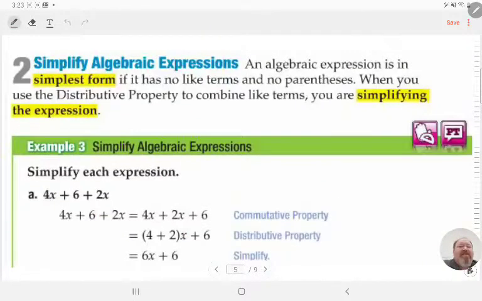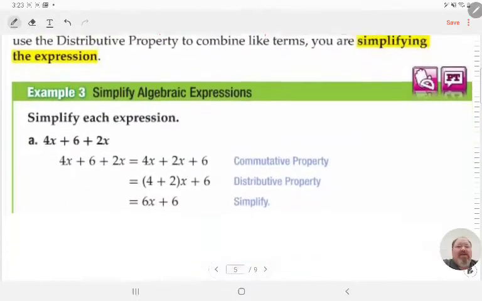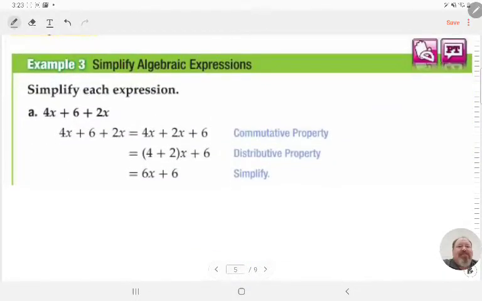All right, so now we're talking about simplifying algebraic expressions. An algebraic expression is in simplest form if it has no like terms, so you've combined all the like terms, and no parentheses. You've done any distributing that you need to. When you use distributive property to combine like terms, you are simplifying the expression. So this first example says simplify the expression.